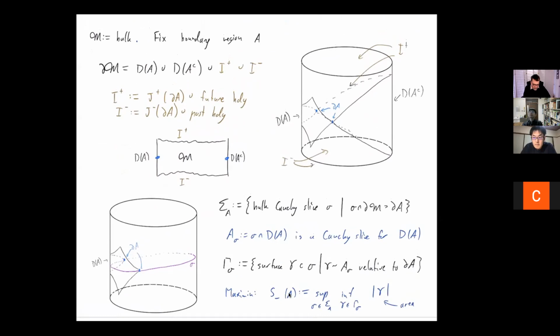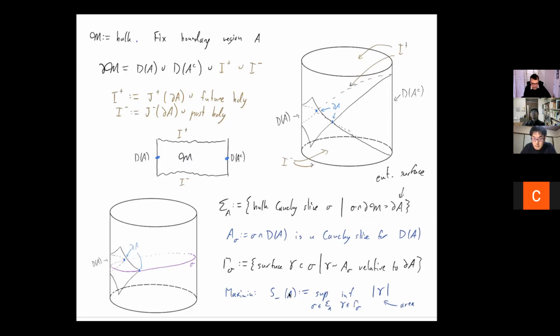So first of all, we consider bulk Cauchy slices. So little sigma denotes a bulk Cauchy slice. The ones that we're interested in, if we're interested in some region A on the boundary, have to be such that their intersection with the boundary includes the entangling surface. So dA here is the entangling surface. And in my cartoon, this entangling surface is the boundary of A. In the cartoon, it would just be these two points. And the Cauchy slice has to contain the entangling surface. Okay, so we're only interested in Cauchy slices that contain the entangling surface.